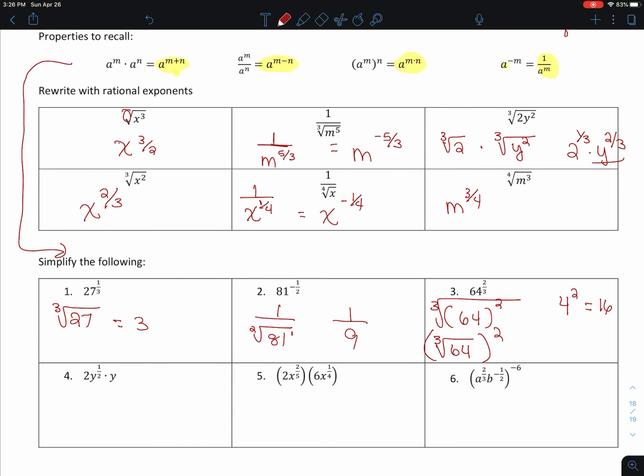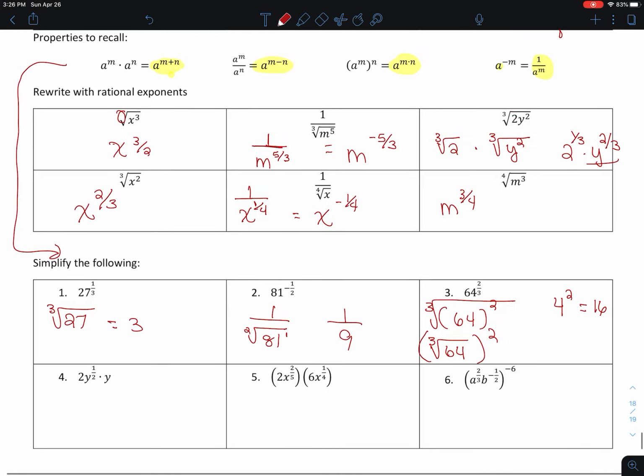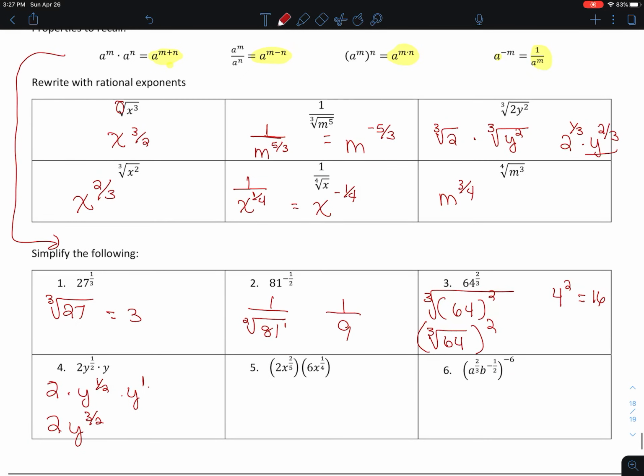Okay? Now, when we are multiplying, so this rule applies. When we multiply, we have to add exponents. So this is going to be 2 times y to the 1/2 times y to the 1st power. So we would add those exponents. So this would be 2, 1/2 plus 1 is 3/2.